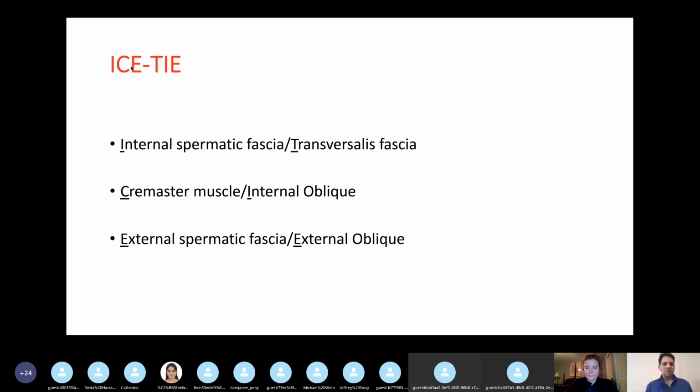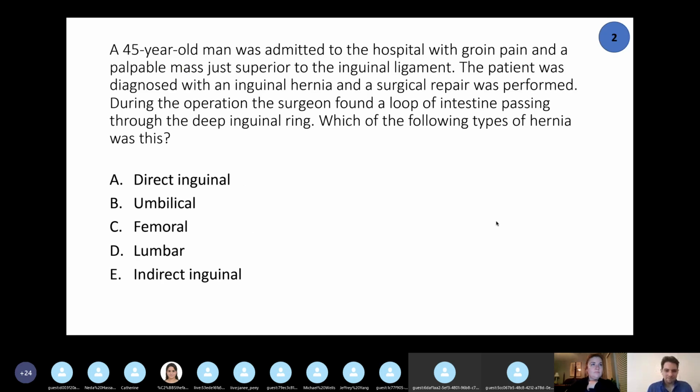The trick I always use is ice tie. So if you lay them right, ice over tie, the I goes to T, obviously. But this is how I remembered it, okay? So I'd imagine you would have a question on it. That's a good mnemonic to remember what it comes from. You'll have multiple hernia questions, so we're going to make sure we have this lined up.